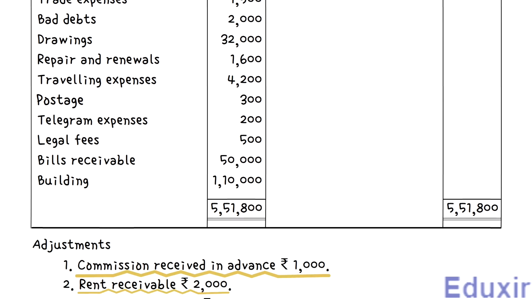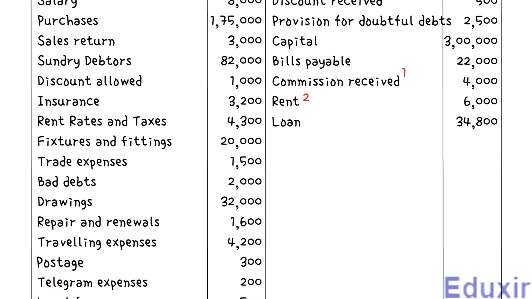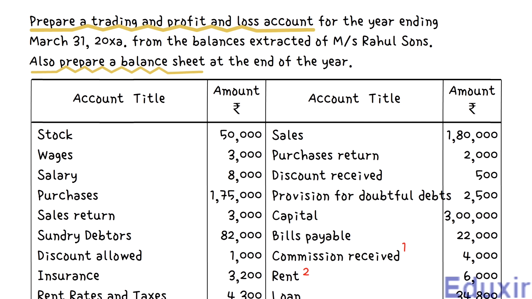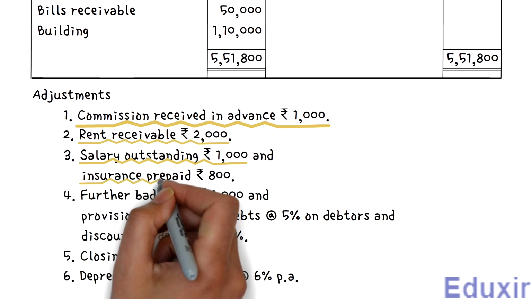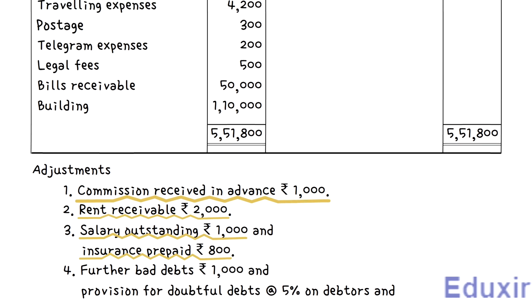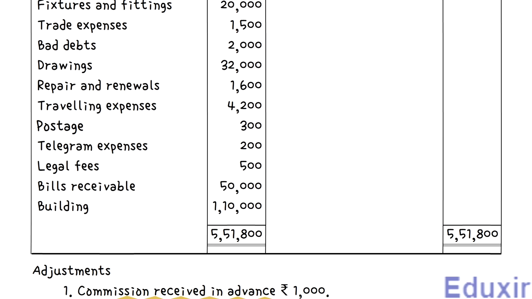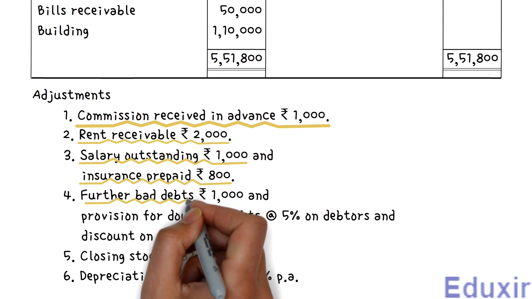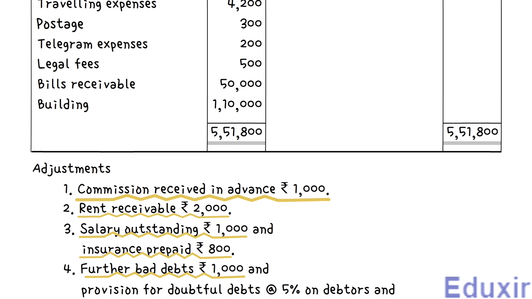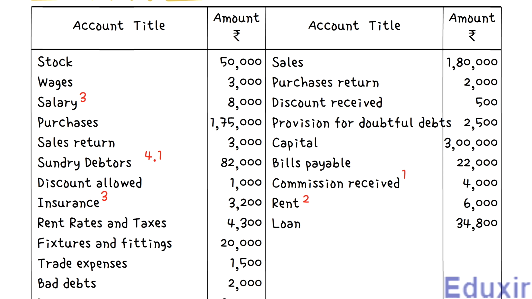Now, the third adjustment is related to the salary outstanding. So let's mark the salary expense related balance on the left hand side with the adjustment number 3. It is also given in the adjustment number 3 that the insurance prepaid is 800 rupees. So let's mark the insurance related balance also with adjustment number 3. Now the fourth adjustment has multiple debtor related adjustments. The first one is related to further bad debts. These need to be adjusted when dealing with the debtors asset in the balance sheet as well as when dealing with the further bad debts in the profit and loss account.